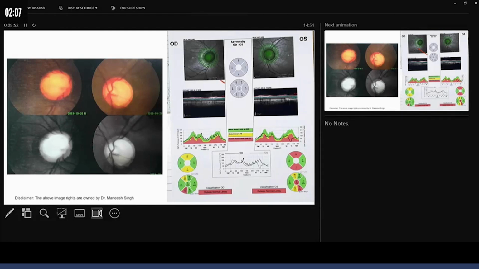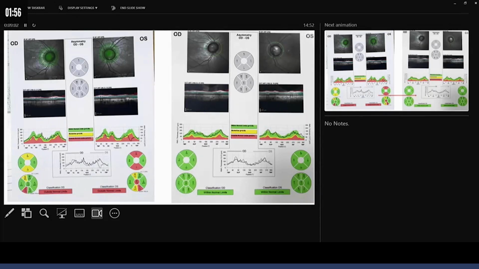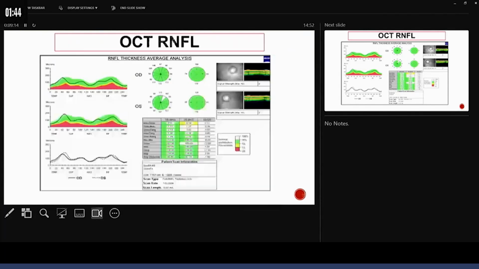But if you see the report again, there is a problem with centration. Machines like Cirrus and Spectralis, they always claim that there is auto centration. But when we repeated the test with proper centration, we found the report to be normal. So again, the same thing: you have to trust your clinical finding and always correlate. I'll just share a few more cases. Green disease, we all know: the report is all green, but the patient is having glaucoma.